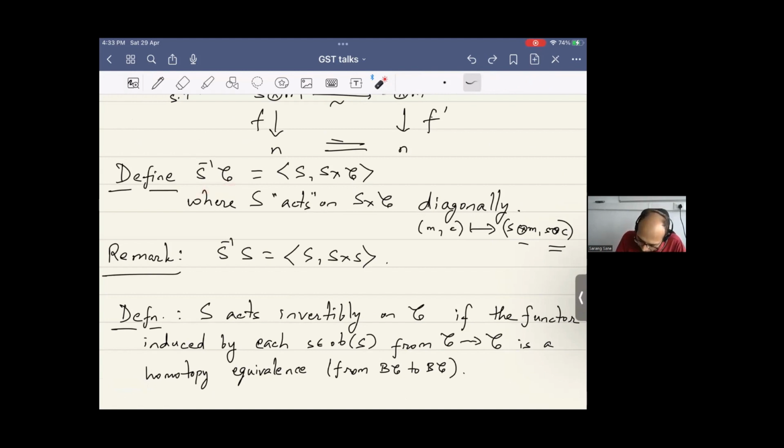And if you replace C by S, then S inverse S is exactly S comma S cross S. So this is not some new thing. We have basically done this before. Only thing is you can do this for any category. And we'll say that S acts invertibly on C if the functor induced by each S induces a homotopy equivalence. Again, this is an idea we have seen before. This was the idea of why we went to S inverse S in the first place. So we saw that S acts invertibly on S inverses. That's why we constructed S inverses.